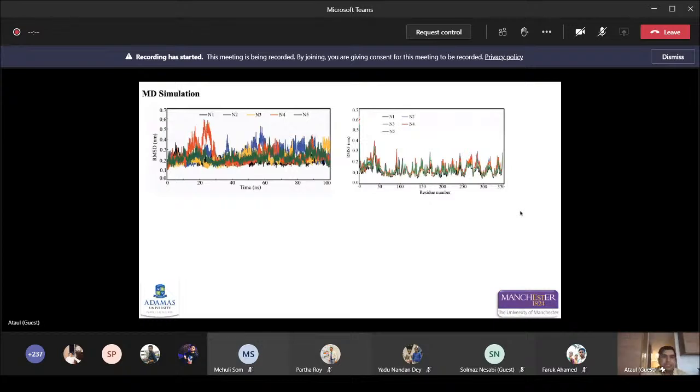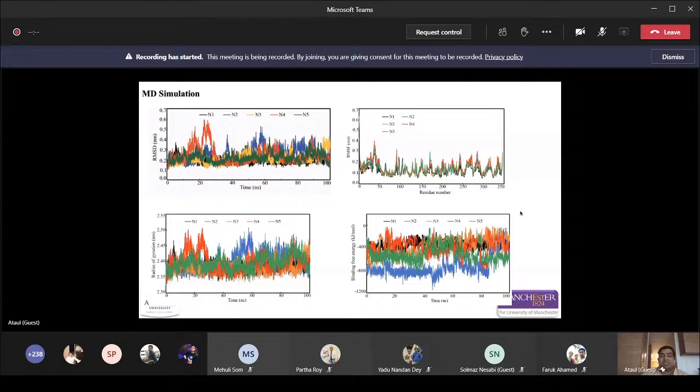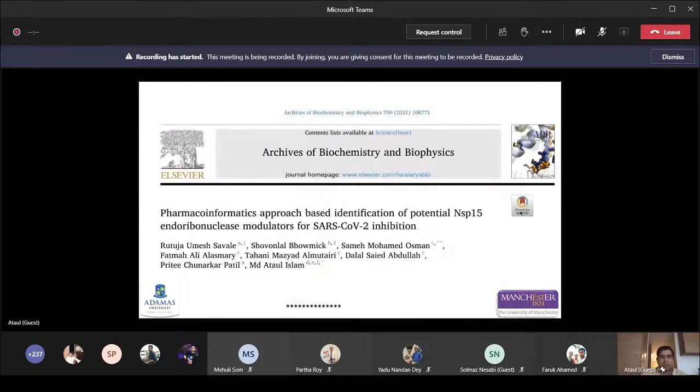This is the radius of gyration. This explains the rigidity of your system, how rigid it is during the dynamic state. And this is the binding energy of each frame during the molecular dynamics. So you can see here the high negative binding free energy found from the molecular dynamics trajectory. And this paper was just accepted at the end of last month, and is available online.